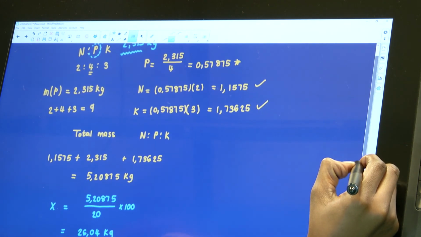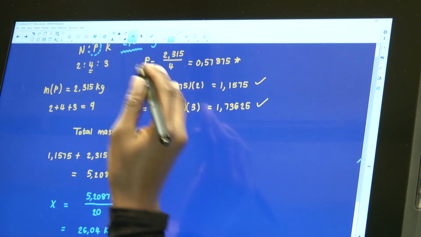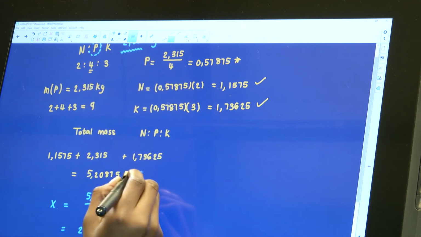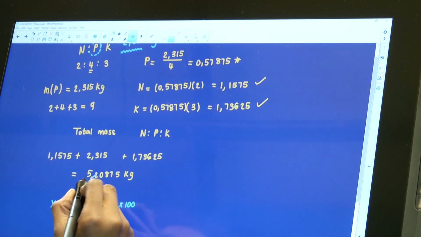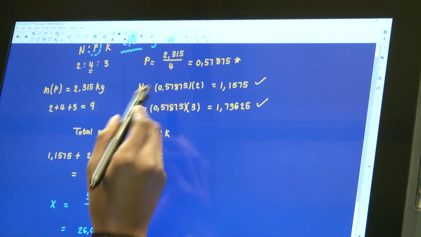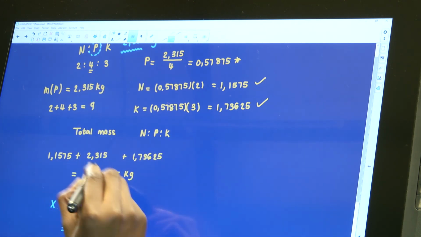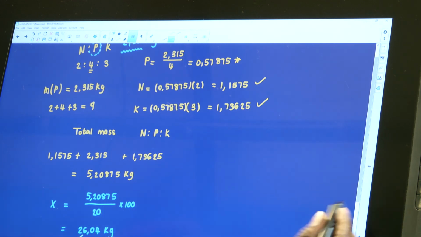So me finding the individual mass of each of the ratios that were given in the fertilizer, I was able to add everything together, which means in the 20 kilogram bag, 5.21 technically, kilograms will then be my NPK ratio. However, I want to find the value of X. So this means if this is my fertilizer in a 20 kilogram bag, I can then multiply that by 100 to find my value of X, which is 26.04.